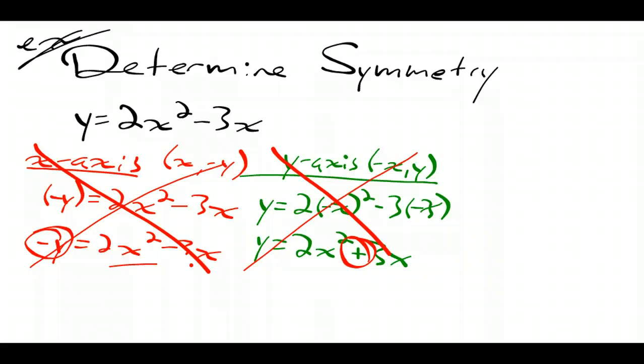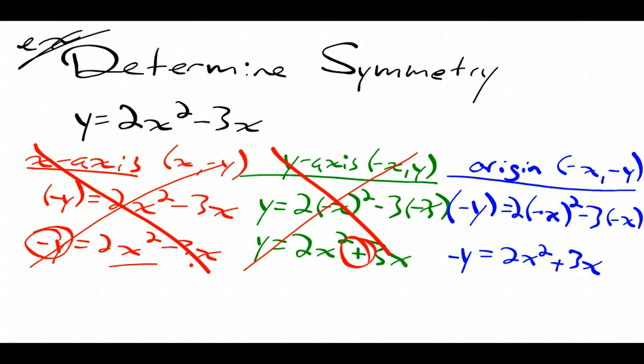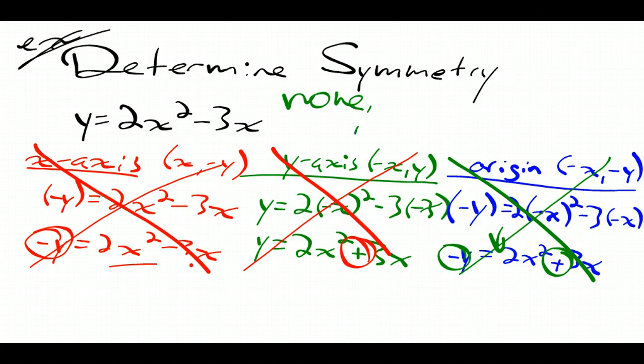Well, I'm running out of options. So origin is my last option. I plug in negatives for both. So I have negative y equals 2 times negative x squared minus 3 times negative x. This side will be negative y equals 2x squared plus 3x. I have this sign different and this sign different. That one's the same, but that doesn't really matter because it's not going to help if I change all the signs on that side. So this is also not origin symmetry. So none. No bananas.